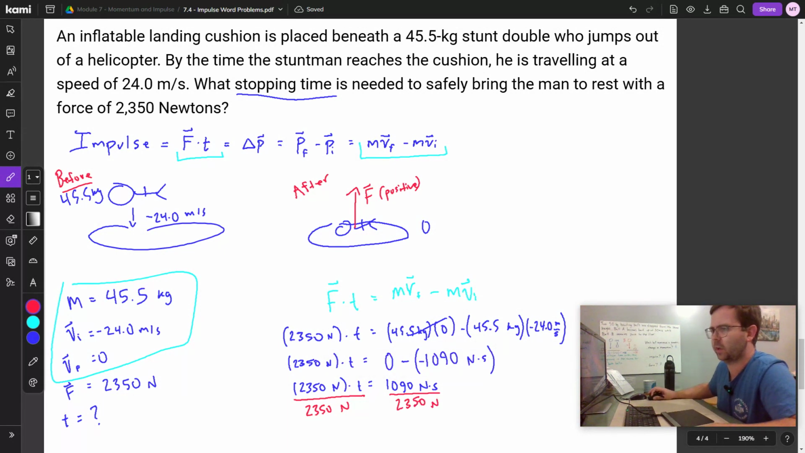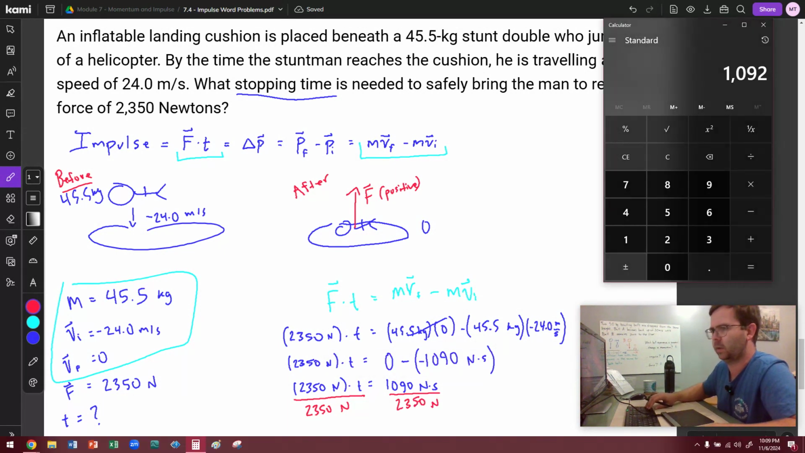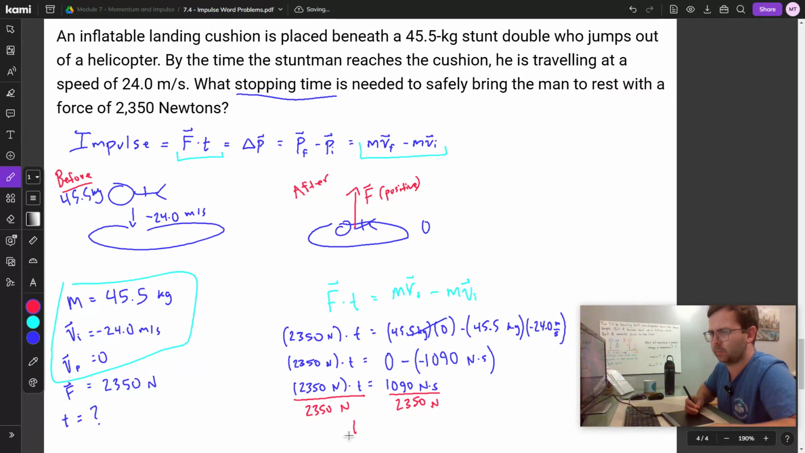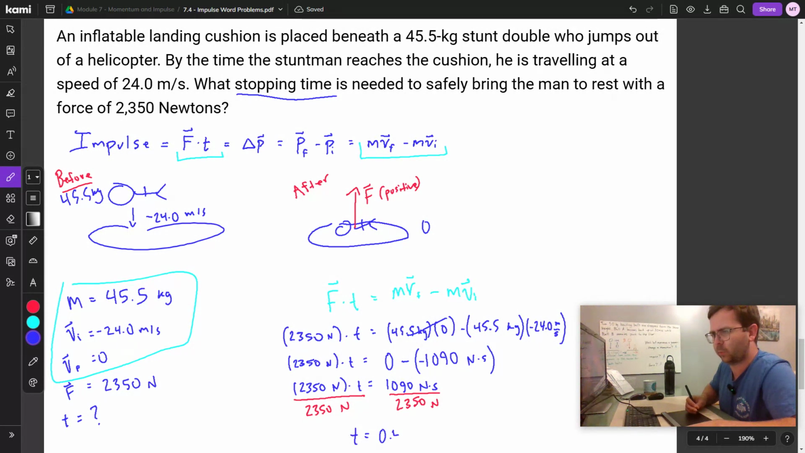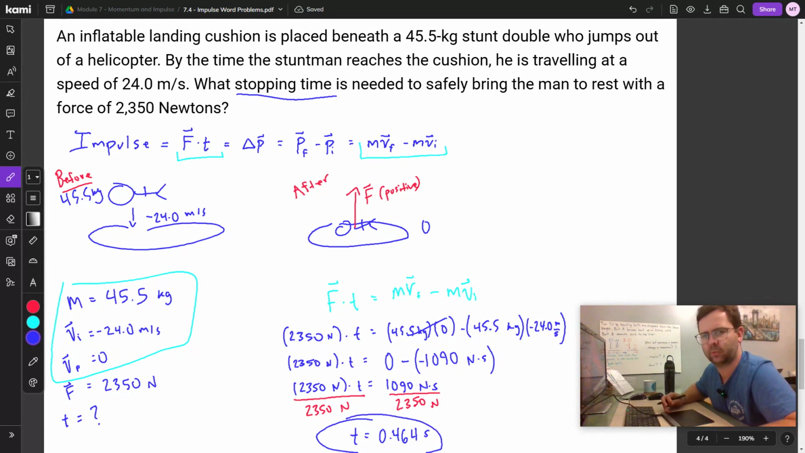All right, so how much time does this take? So 1090 divided by 2350. So it's less than half a second. It's pretty quick. We'll need 3 sig figs here, so it's going to be 0.464. So the time value is 0.464 seconds. That's how long the cushion should be acting on the man to slow him down.